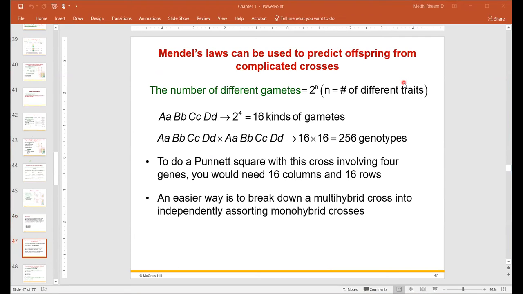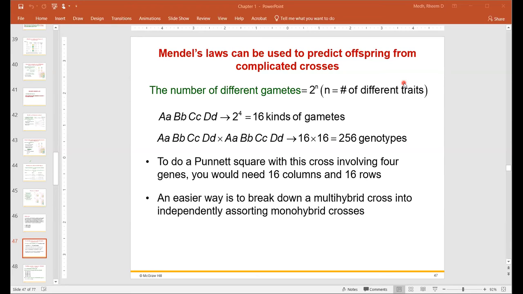So, okay, we talked about dihybrids. We talked about two different traits at the same time. What about if you had multiple traits that you're looking at? 5, 6 different traits. For every trait, the different types of gametes possible are 2. So if you have 2 traits, then it's 2 to the power 2. That's 4 different gametes possible. If you have 4 traits, then 2 to the power 4, 16 different gametes possible.